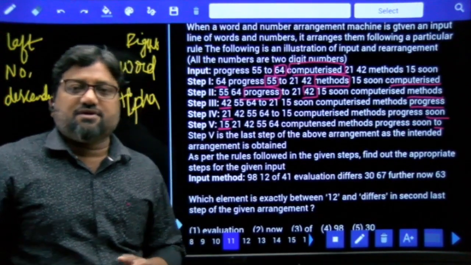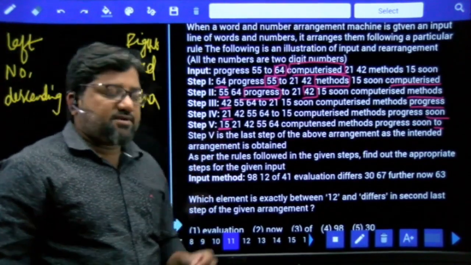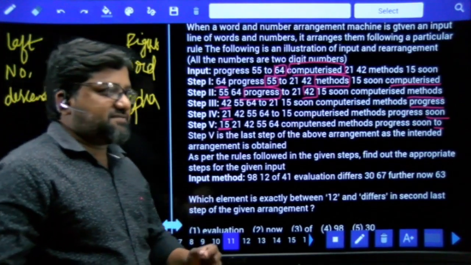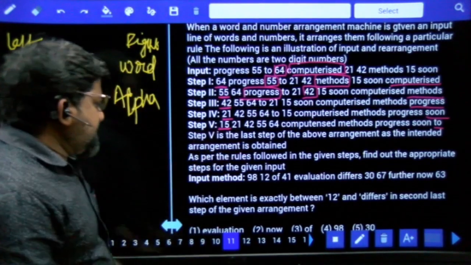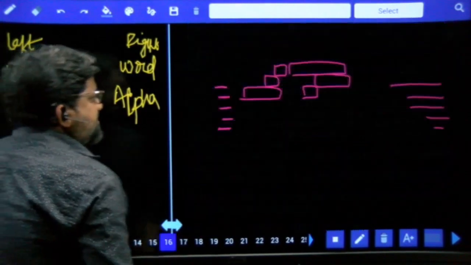What about the left corner? Numbers. Which order? Descending order. What about the right corner? Words. Which order? Alphabetical order. Every time we'll shift the words in alphabetical order. So friends, this is easy. You can try that. We'll go for the 16th question.